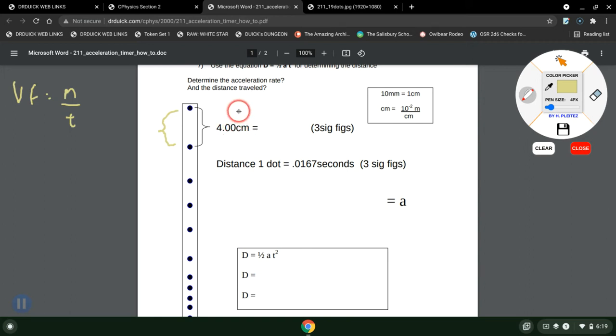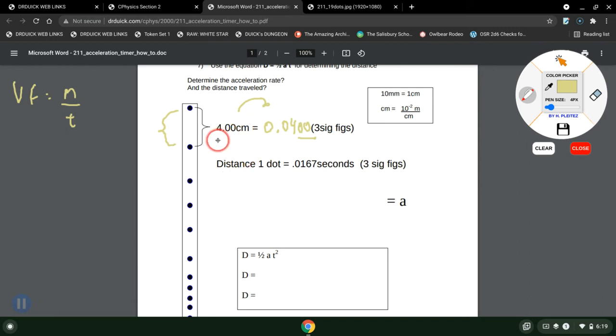To convert this is very simple. You just divide it by 100, and you end up with 0.0400 meters. You got to keep these zeros. Those are significant figures. You have to have 3 significant figures in all your answers, and you have to round properly.